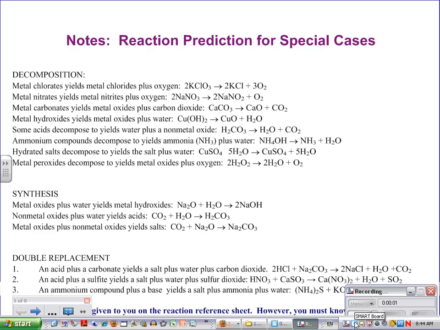We are working with some special cases today. So what that means is that predicting the products just gets trickier and more fun. So when you look at your reference sheet, this is going to be something you're going to be used to always having in front of you. It's on the back of that periodic table. They'll always be available for quizzes and tests.